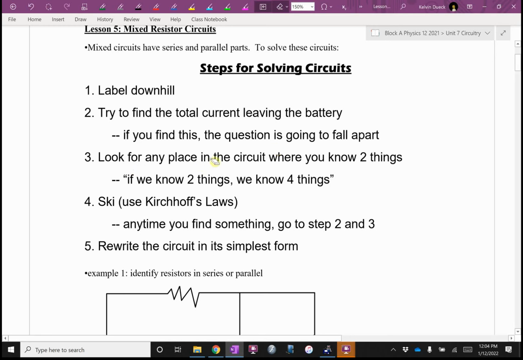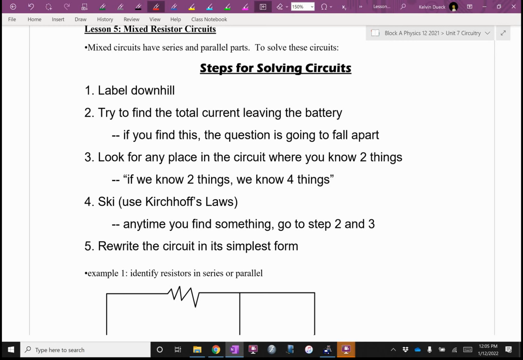I always look for any place in the circuit where I know two things. Any resistor where they've given me two pieces of information, because if I know two things, I know four things. Especially if I can find the current, that might help me find the total current. Then I ski. I use Kirchhoff's laws. Specifically, I try skiing loops from the battery chairlift and back to the bottom of the battery, so that all the voltage that I gained has to be all the voltage that I lost.